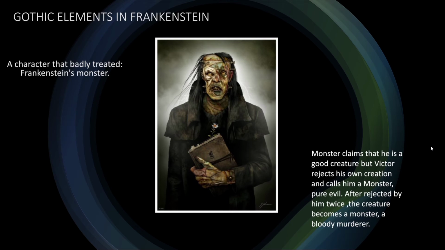And we have a character that is badly treated, Frankenstein's monster. The monster claims that he is a good creature, but Victor rejects his own creation and calls him a monster, pure evil. After being rejected by him twice, the creature becomes a monster, a bloody murderer.